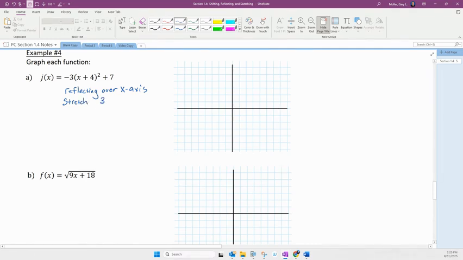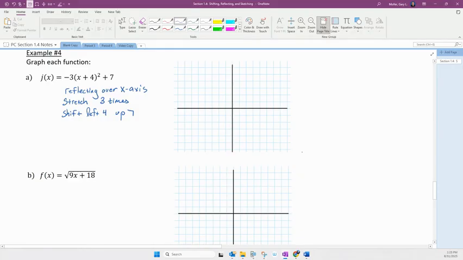Stretch 3 times. So that's a vertical stretch. And then our shifts. Shift left 4 and up 7.